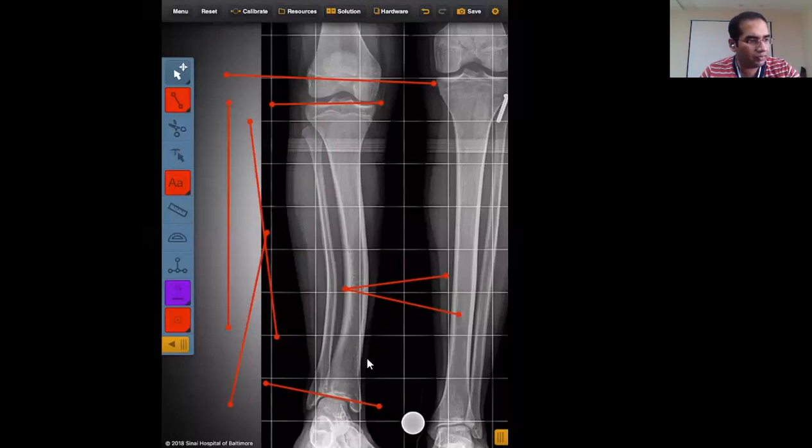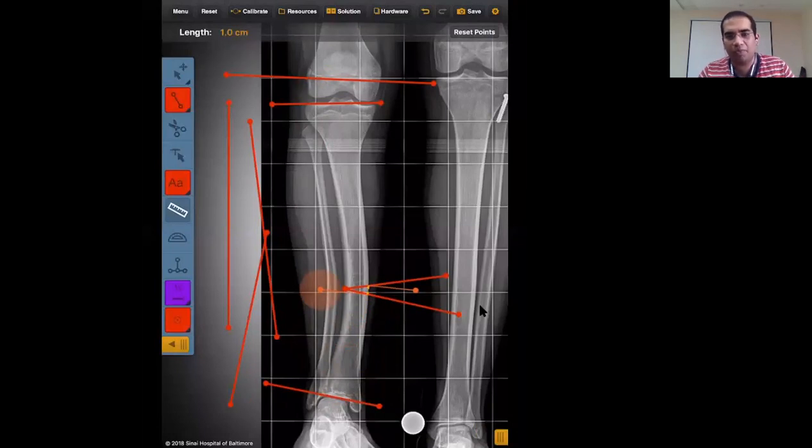Here I have a ruler with me. Using that ruler, I will simply measure the amount of bone that I need to take. Here I need to remove 1 centimeter of bone, and that 1 centimeter of bone will give me 20 degrees of correction. This is how you do your correction. Now let me demonstrate it to you.